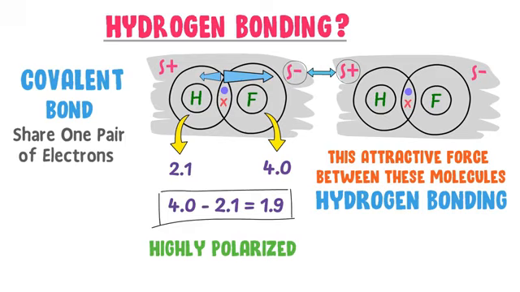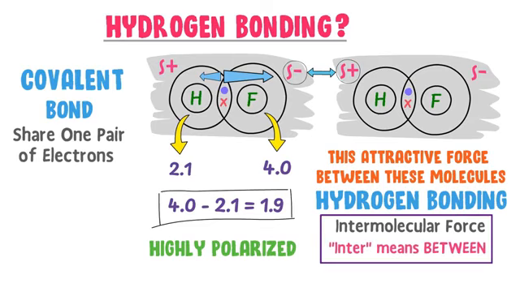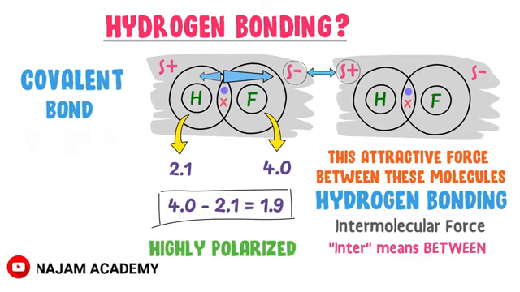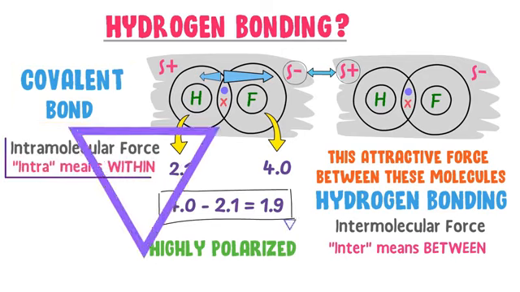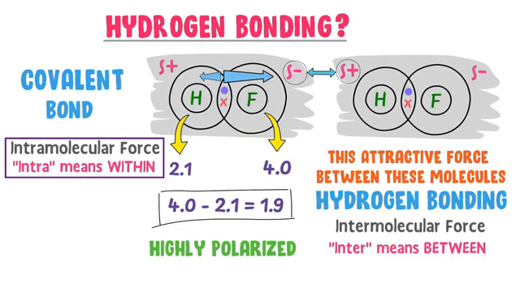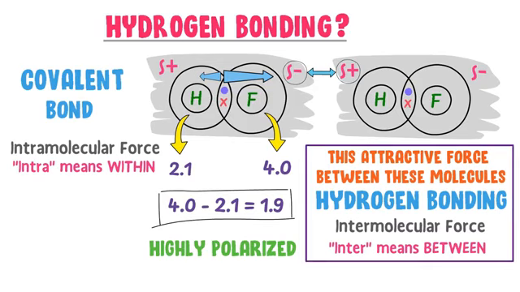So hydrogen bonding is not a chemical bond. Rather, it is intermolecular forces between molecules. The word inter means between, thus hydrogen bond is attractive force between molecules. Also remember that covalent bond is intramolecular force. The word intra means within, so covalent bond is a force within atoms. Therefore, remember that hydrogen bonding is the attractive force or intermolecular forces between highly polarized molecules like hydrogen fluoride.